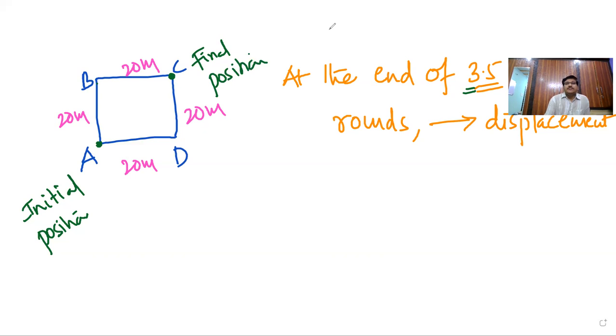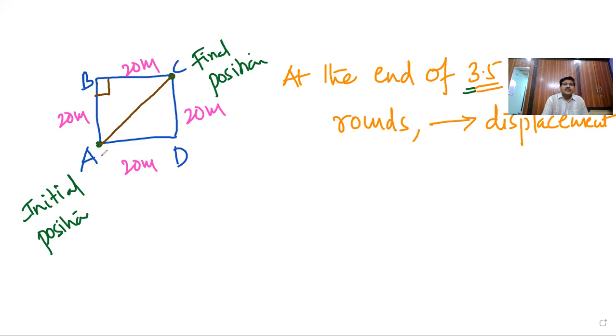Clear? Now, what is the displacement? Displacement is nothing but the shortest distance between the initial and final positions, or simply the length of the straight line joining the initial position to the final position, AC. He completes 3.5 rounds and finally reaches C; the initial point was A. So A to C. Clear?